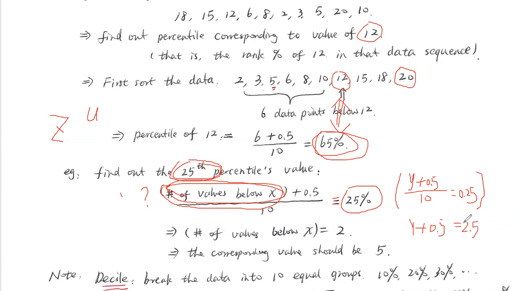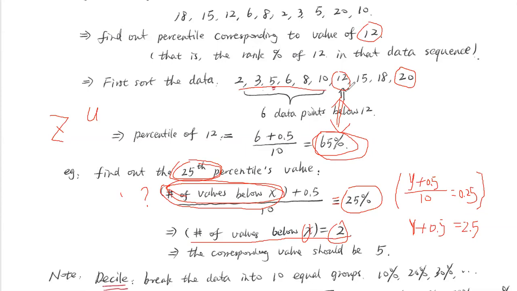And y should be equal to what? 2. Is that right? Y should be equal to 2. So in that case, you see that this whole thing here is equal to 2. What does that mean? That means there are two numbers. That 2 means there are two number values below this x, because we are trying to find out what's x, right? 2 means there are two number values below that x.